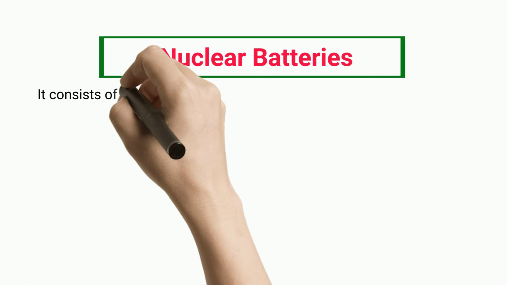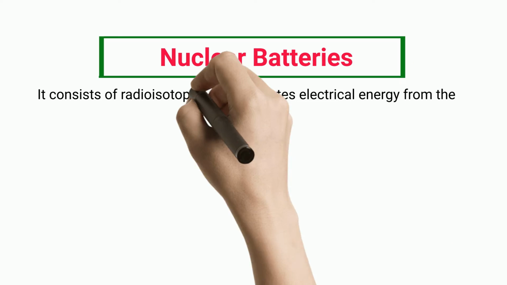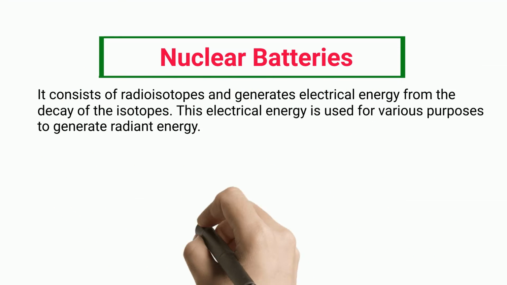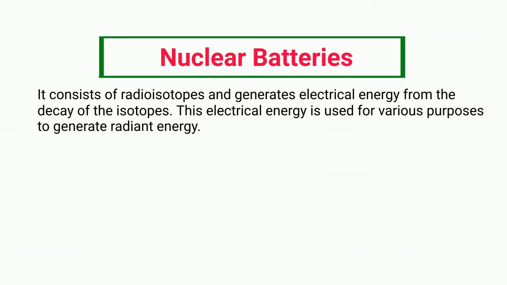Nuclear batteries. It consists of radioisotopes and generates electrical energy from the decay of the isotopes. This electrical energy is used for various purposes to generate radiant energy.